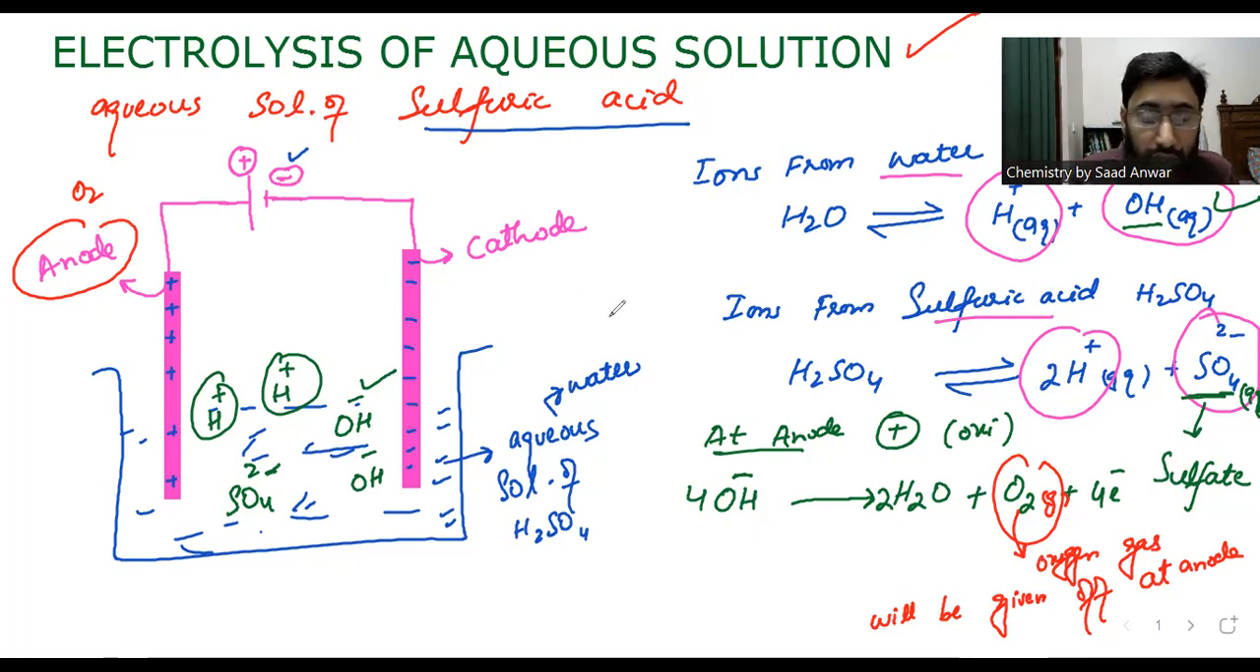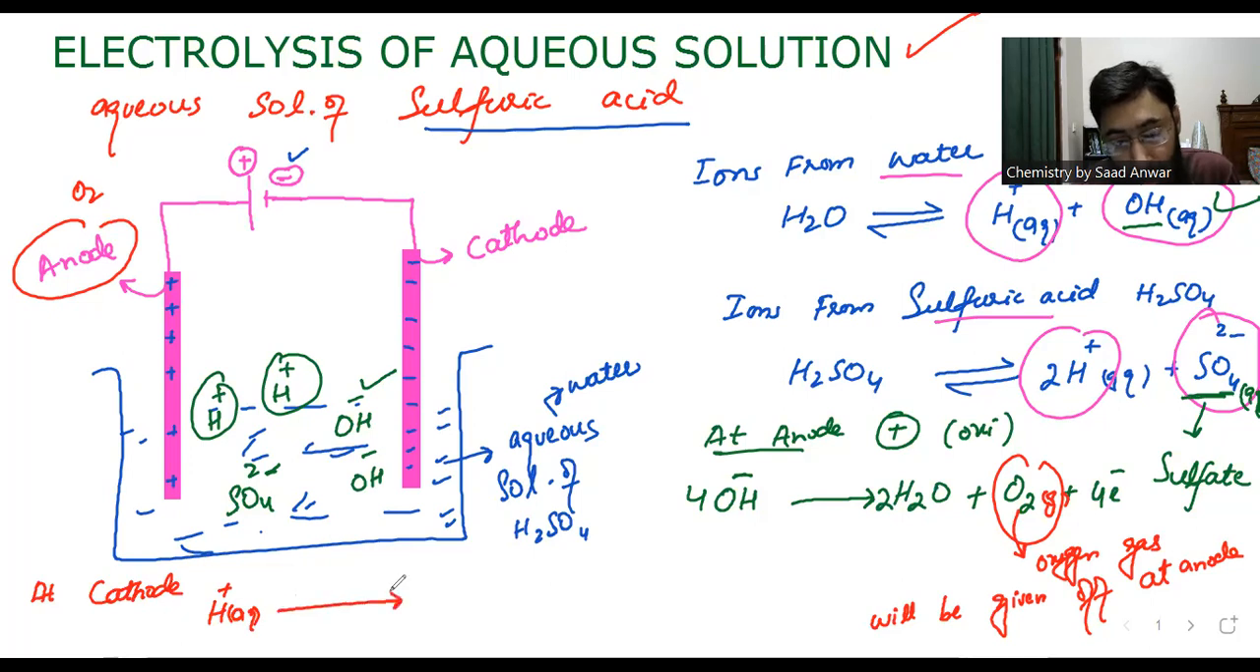And now in case of cathode, there is no competition because cathode carries negative charge, and in the solution only hydrogen ions have positive charge. So these hydrogen ions will reach the cathode, and these hydrogen ions will convert into hydrogen atoms by getting an electron.